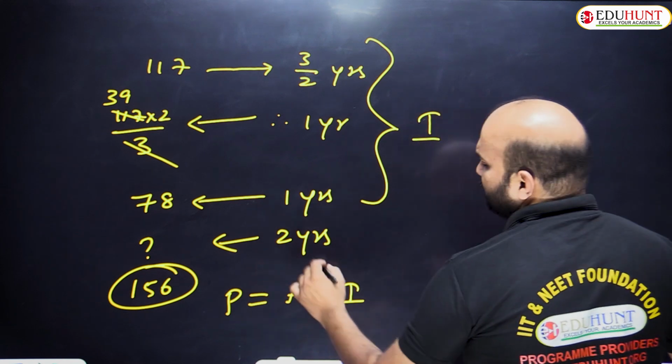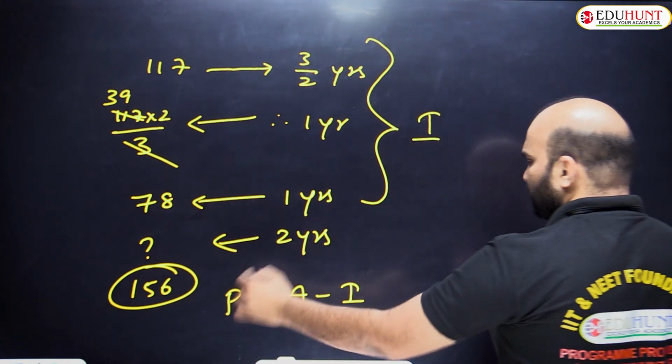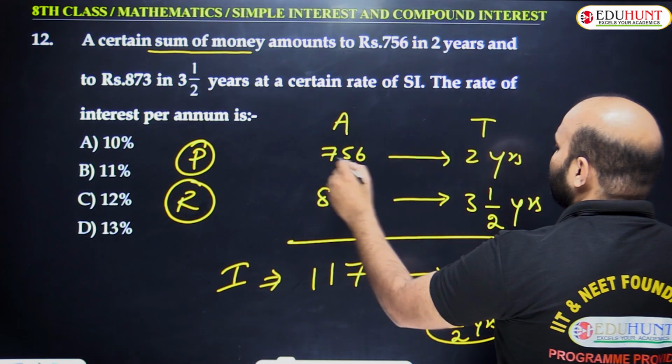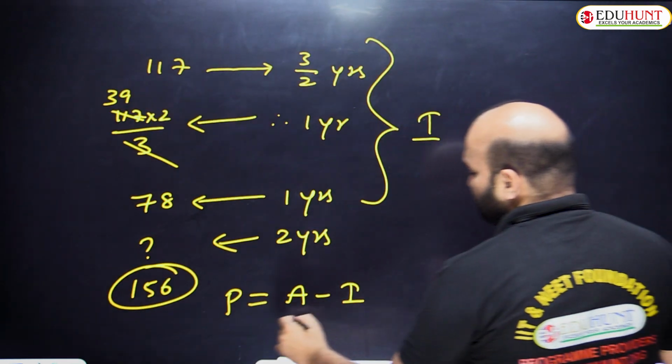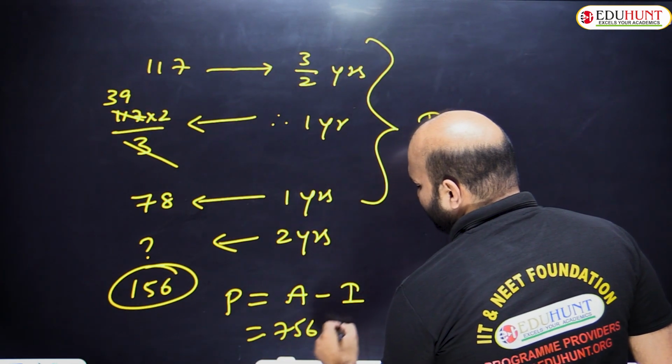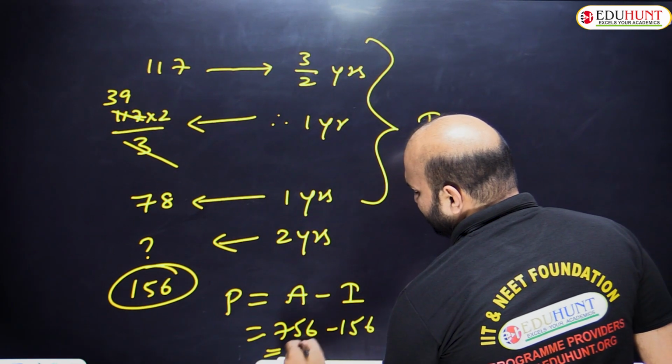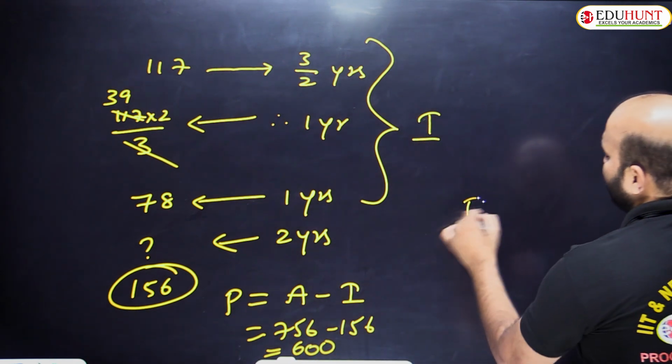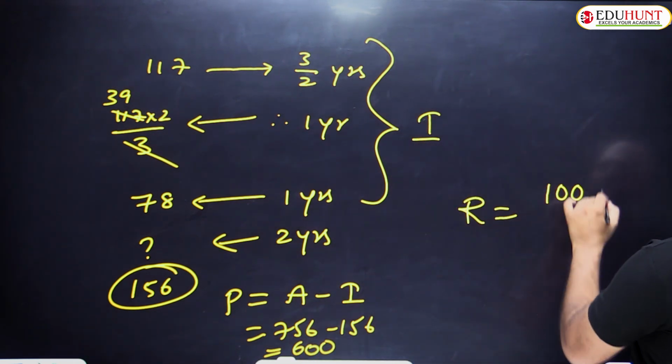So here, how many years interest are we getting? 156, 2 years interest. So the 2 years amount, you know, is 756. So 756 minus 156, 600 is the principal. But the question I am asking is the rate of interest, nothing but 100I by PT is the formula.